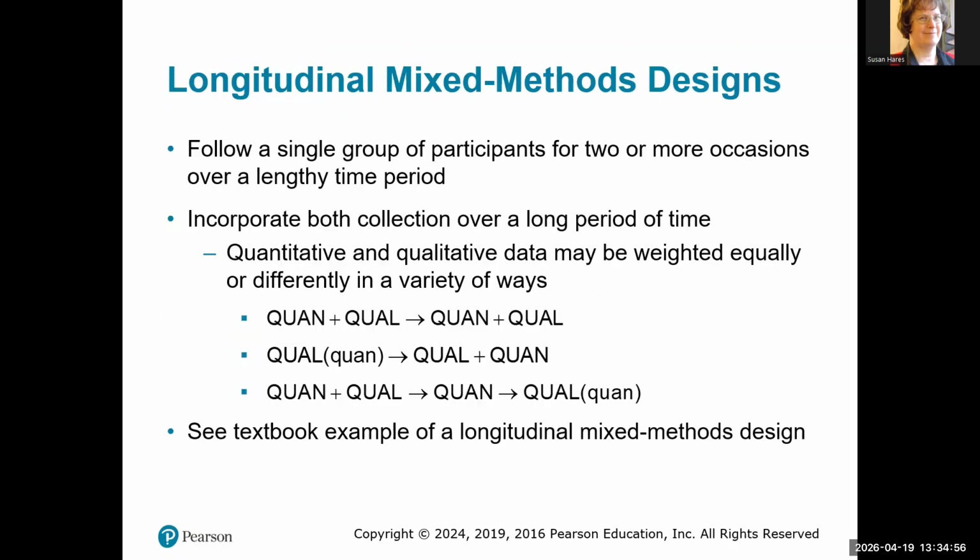Next is the longitudinal mixed mode. Here's a case where you follow a single group of participants on two or more occasions over a lengthy period. You incorporate both in the collection and you weight them differently. For example, you can have quant and qual that over time turn into a different instance of the survey taking and a different instance of what's going on.